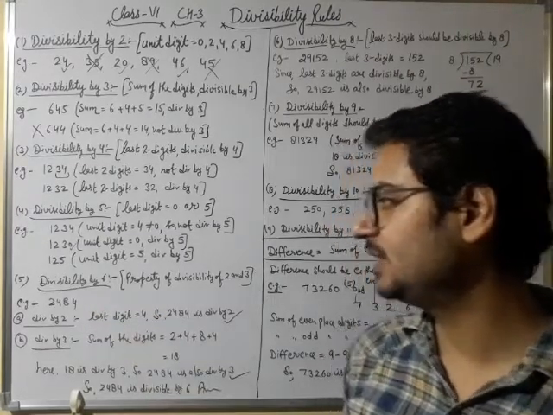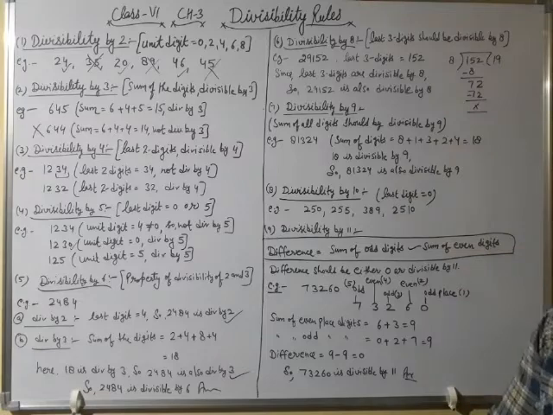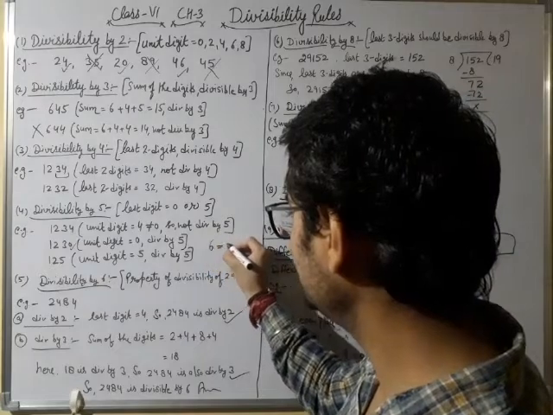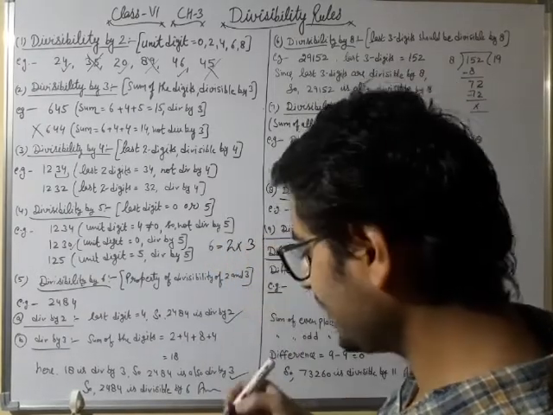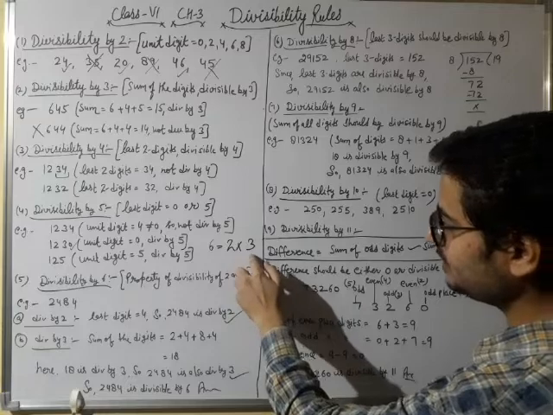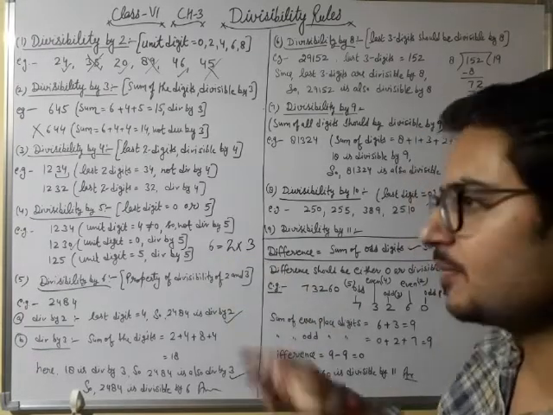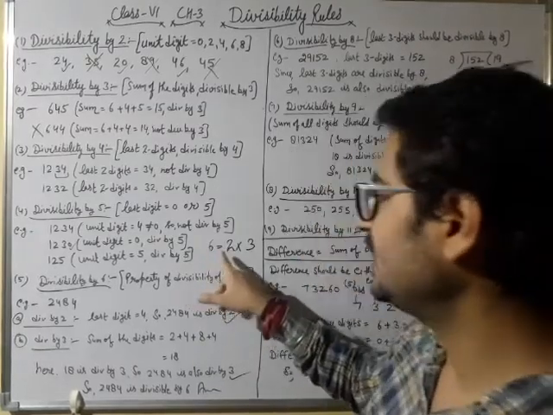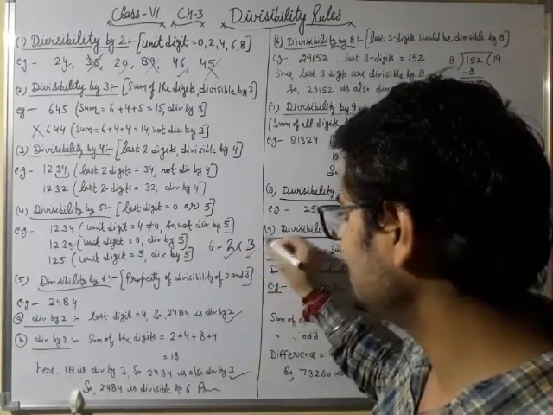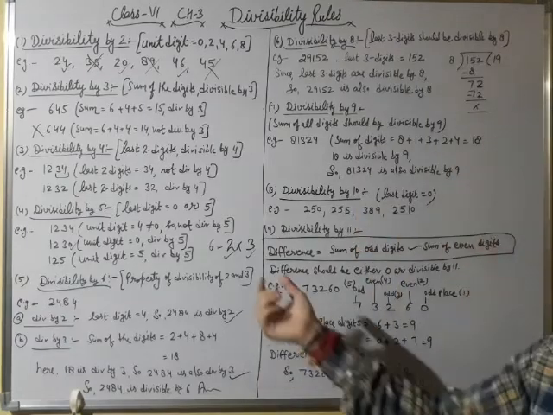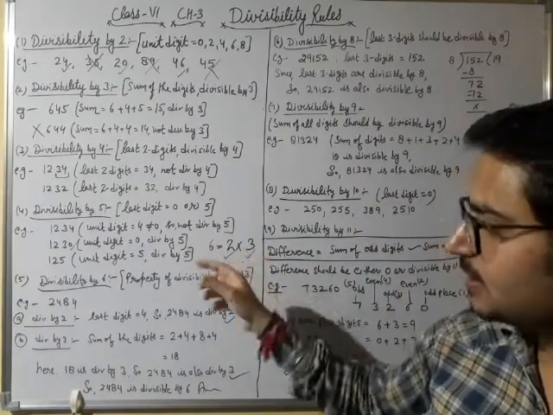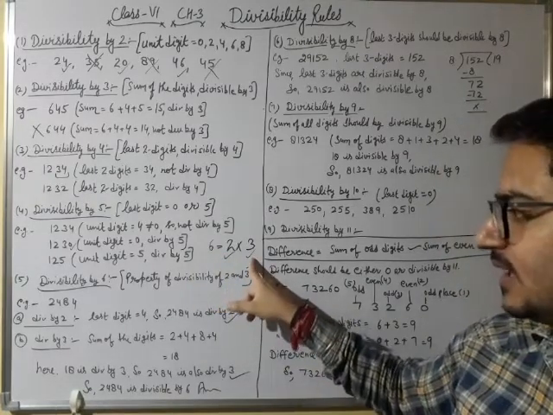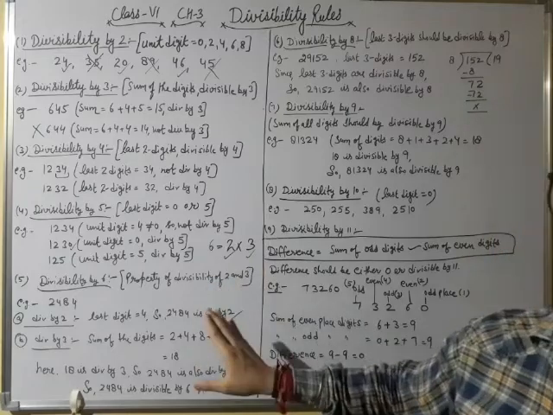Next property, divisibility by 6. You can understand it because the factors of 6 are 2 multiplied by 3. We can write 6 as 2 multiplied by 3 because it is equal to 6. Therefore, in the divisibility property of 6, the number should be divisible by 2 as well as 3. If the number is divisible by 2 and 3, then the complete number will be divisible by 6. If any one of the properties is not satisfied, then the number will not be divisible by 6.